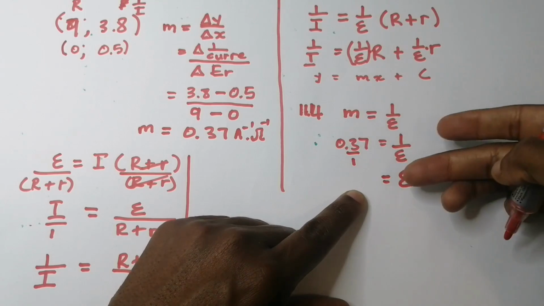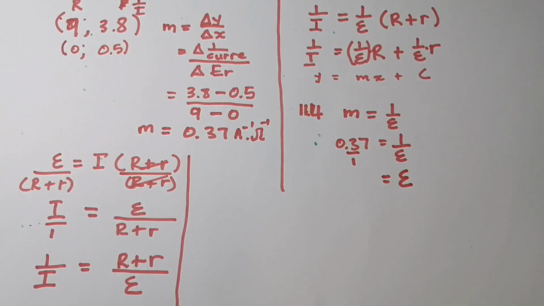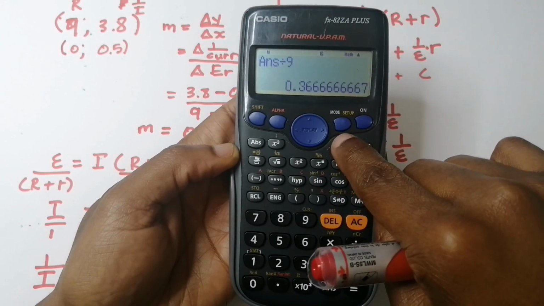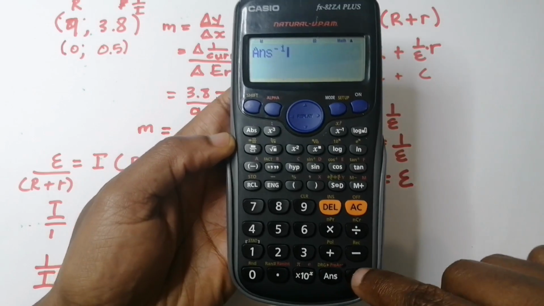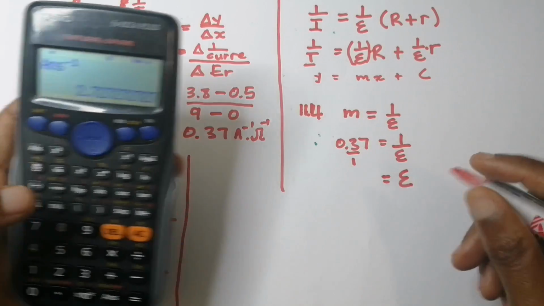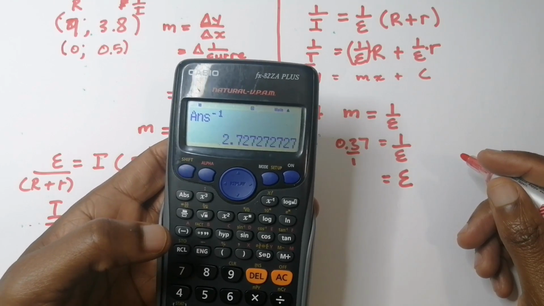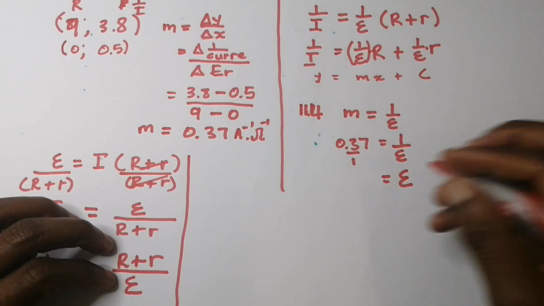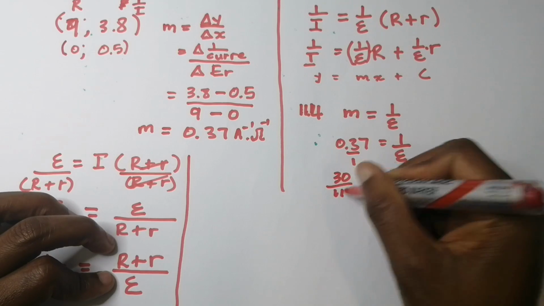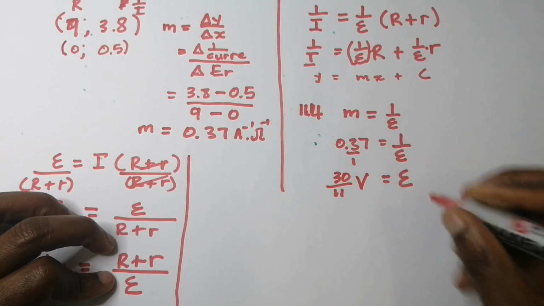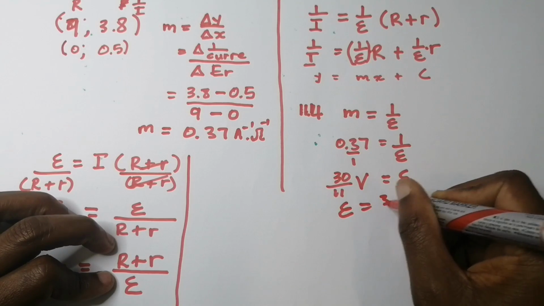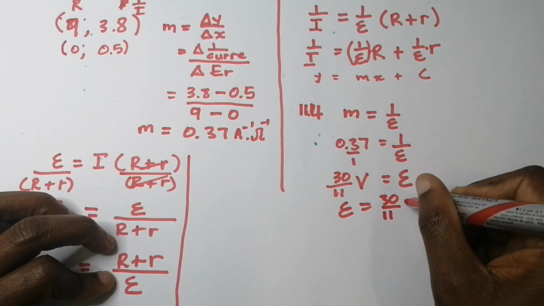So I'm inverting that, which means I must also invert the other side. I'm just going to go to my calculator and take the inverse of the answer, and I get 30 over 11. If you want it in decimal form, it's 2.72. So my EMF is going to be 30 over 11, and remember that's in volts. So E is 30 over 11 volts.